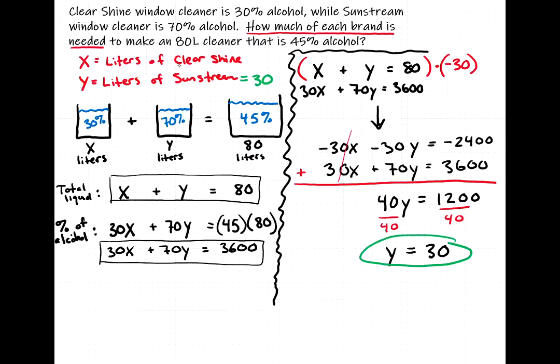And for the number of liters of ClearShine, or solving for x, well, we know x plus y is equal to 80. Now we know that y is actually the number 30. So x plus 30 equals 80, which means x has to be 50. So there is our solution. 50 liters of ClearShine combined with 30 liters of Sunstream will give us a mixture which is 80 liters that is 45% alcohol. All right, that does it for this problem. I hope this was helpful.